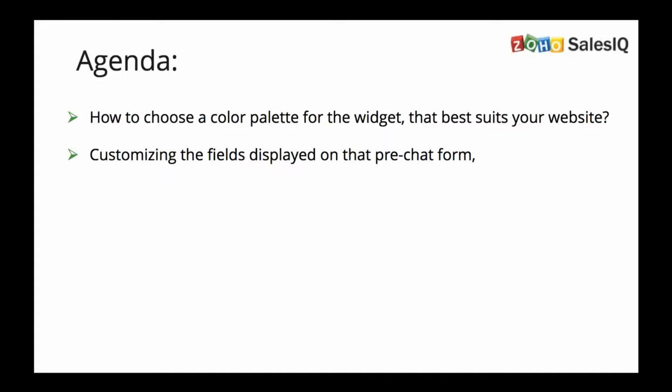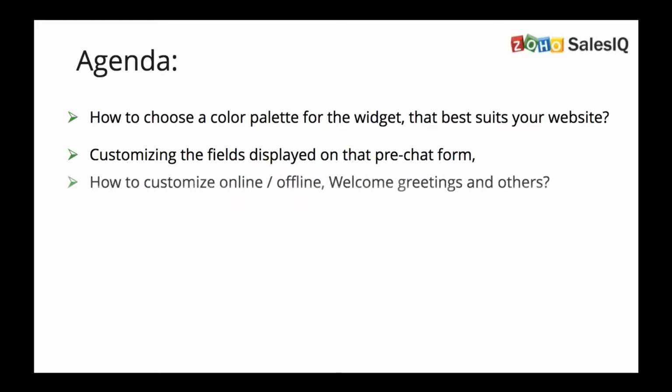So that is one thing. And there are situations where you want their phone number, or something else like zip code or what product they're interested in. So many other possibilities. So we're going to look at how to customize and set up different fields on the pre-chat form of your SalesIQ, so you can collect the necessary data from your website visitors.